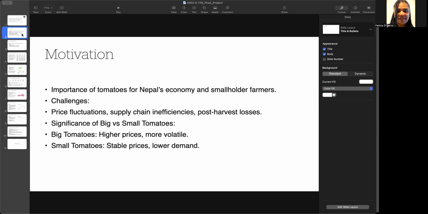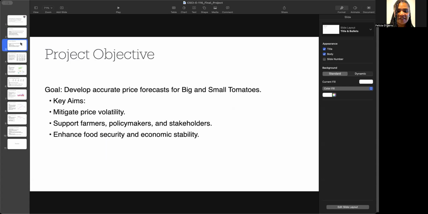My goal for this project was to create a reliable framework for forecasting tomato prices in Nepal, specifically for big tomatoes and small tomatoes, to help reduce price volatility, improve market predictability, and to examine relationships between tomato categories and varieties.